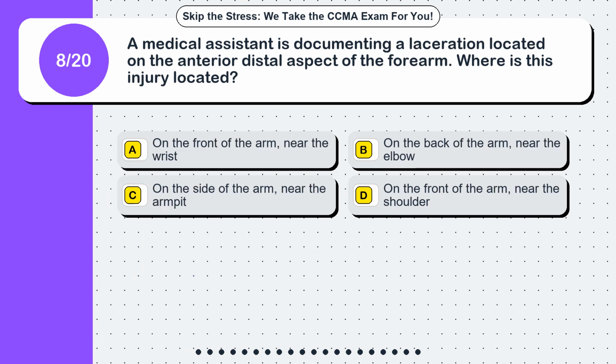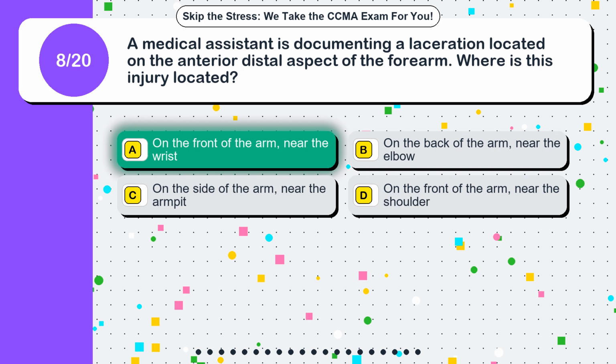Question 8. A medical assistant is documenting a laceration located on the anterior distal aspect of the forearm. Where is this injury located? Option A. On the front of the arm, near the wrist. Option B. On the back of the arm, near the elbow. Option C. On the side of the arm, near the armpit. Option D. On the front of the arm, near the shoulder. The correct answer is option A.